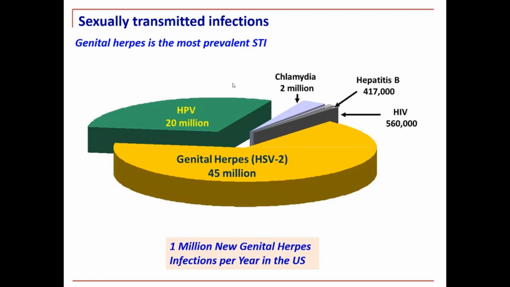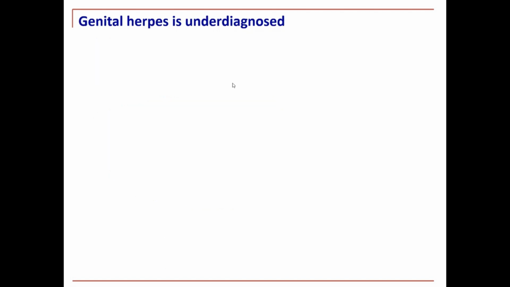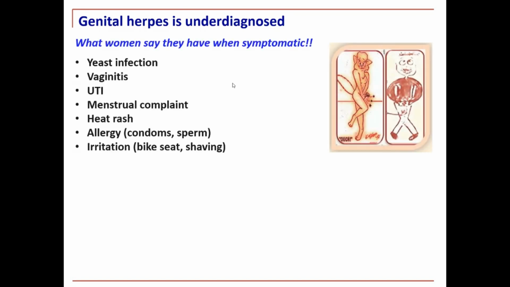And again, thinking about US numbers, just because it's good to know some types of numbers, and they would relate to Australian numbers in terms of demographics. It's estimated that about 1 in 5 Americans over the age of 14 are infected with genital herpes. It's also very underdiagnosed. And so when people become symptomatic, they come up with different excuses or different reasons for those symptoms. So the most common thing that women will say when they're symptomatic is that they have a yeast infection, they have vaginitis, they have a UTI, a menstrual complaint, heat rash, allergy to condoms or to sperm, and irritation through bike seats and shaving, for example.